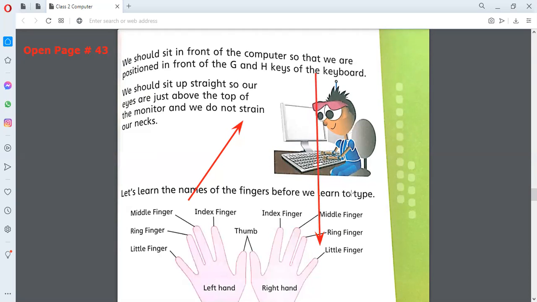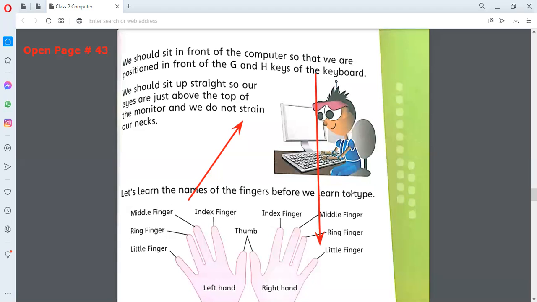For example, if I ask you in class to tell me the names of the fingers, you should be aware of them. The first one is the thumb, then the index finger, then the middle one, then the ring finger, then the little one. So there are five fingers, on the left and right hands. During the class, I will ask the spelling of index and the other fingers.